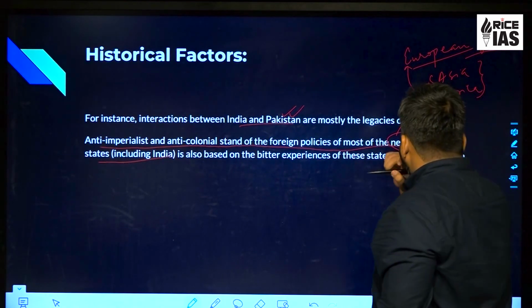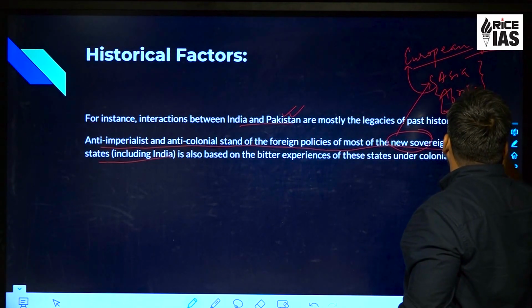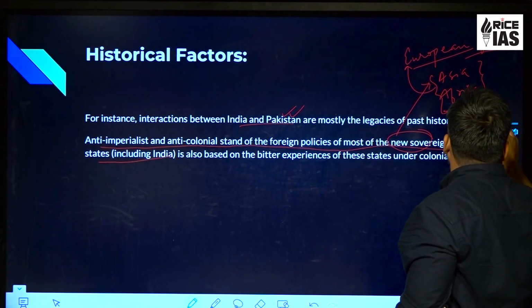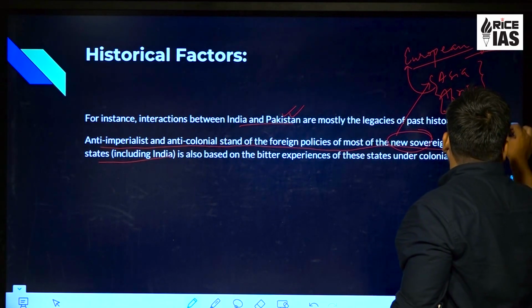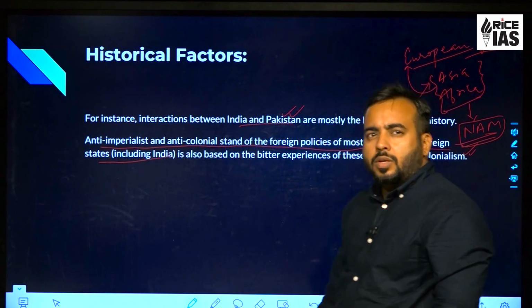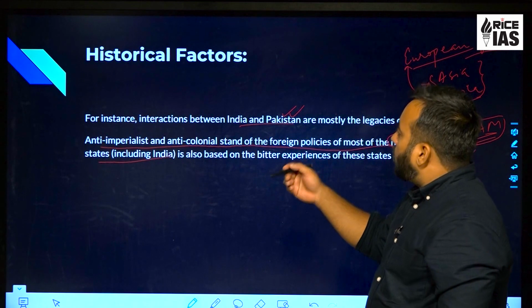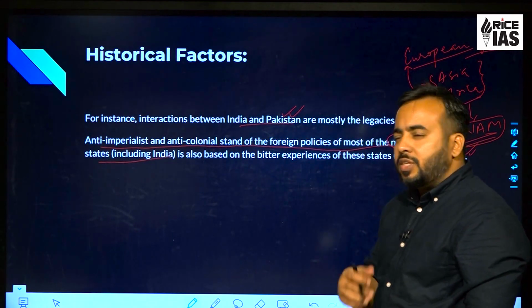They were newly independent nations, and India formed an alliance, and India led the non-aligned movement. We'll talk about that non-aligned movement a little later. So historical factors are also important. We are going to look at some of the historical factors in a little more detail.